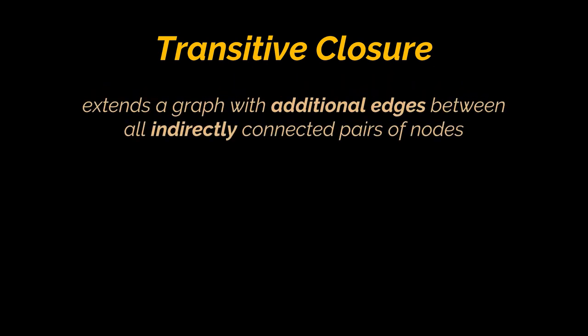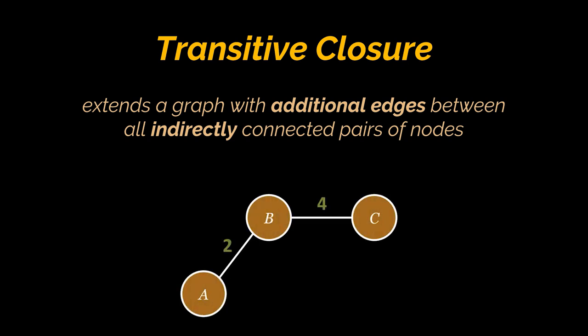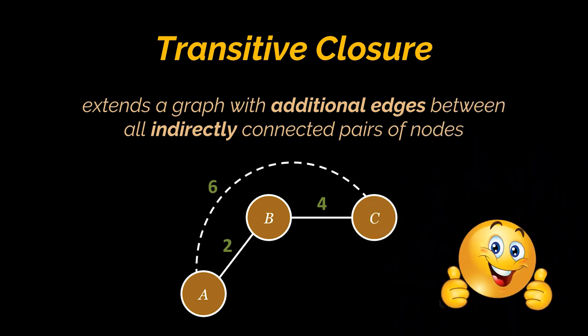To calculate the shortest paths between the vertices of a graph, Floyd-Warshall computes what we call the transitive closure of that graph. The transitive closure extends a graph with additional edges between all indirectly connected pairs of nodes. So, take the small graph you see in front of you as an example. Here, vertices A and B are connected by an edge, as well as B and C. This means that a transitive closure will extend the graph with an edge from A to C, since a path from A to C exists via B. What we just did is the main logic on which the Floyd-Warshall algorithm relies.